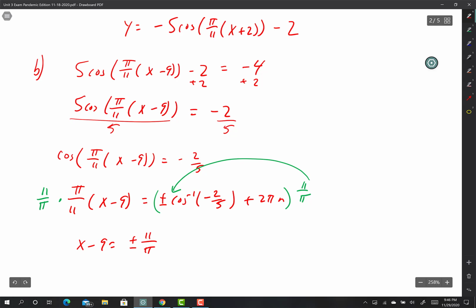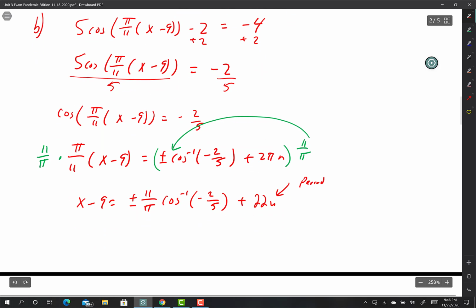Some of you guys miss this step algebraically and eventually put it back in there, but just put it in there from the beginning, guys, because that's an algebraic mistake, right? Pi's cancel out. That's 22n. That should not be a surprise. That right there is your period. So then I'm just going to do the last step here. It's just going to add 9. So 9 plus or minus 11 over pi arc cosine of negative 2/5 plus 22n.